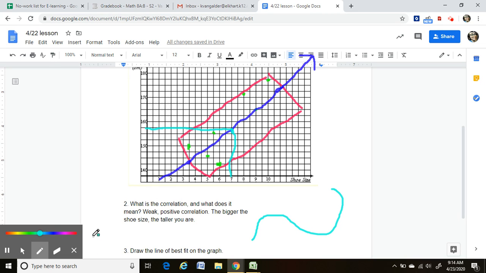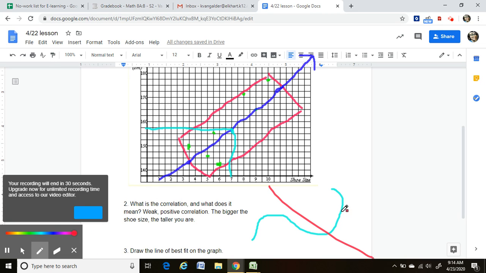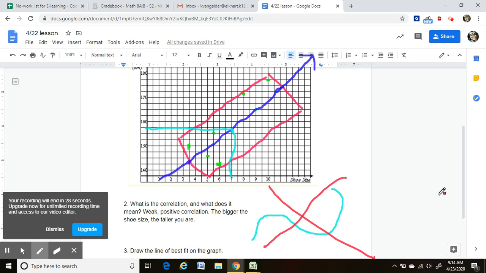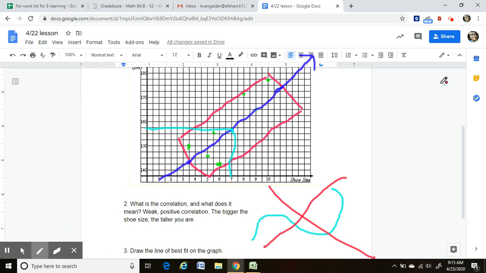That is not what we want our lines looking like. We want our lines nice and straight, and we want them to go in the middle of our data set. And then make sure you tell me if it's weak or strong, positive or negative. Make sure you have both those in here. And then I'm going to start asking you guys to tell me the meaning of this correlation. All right. So there you go.